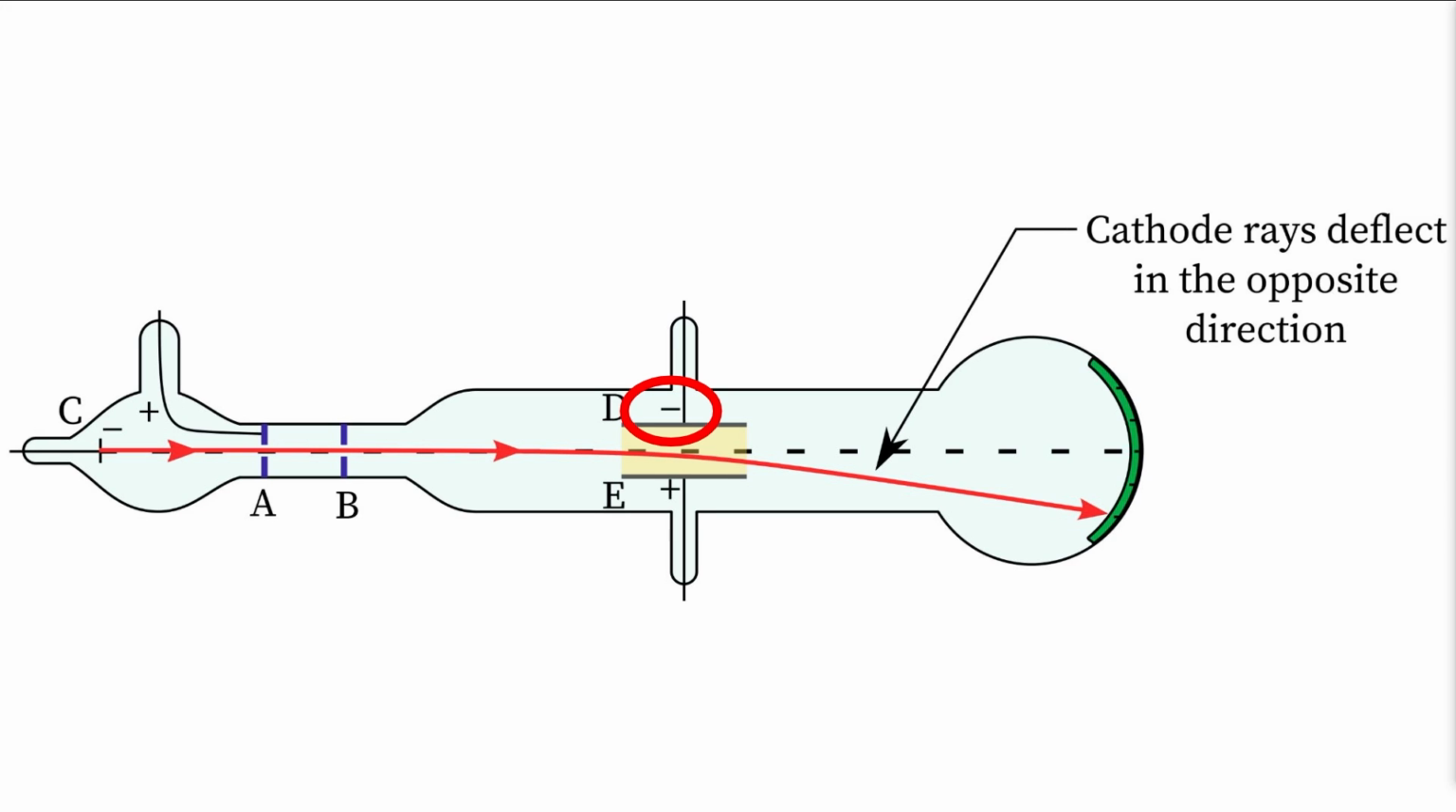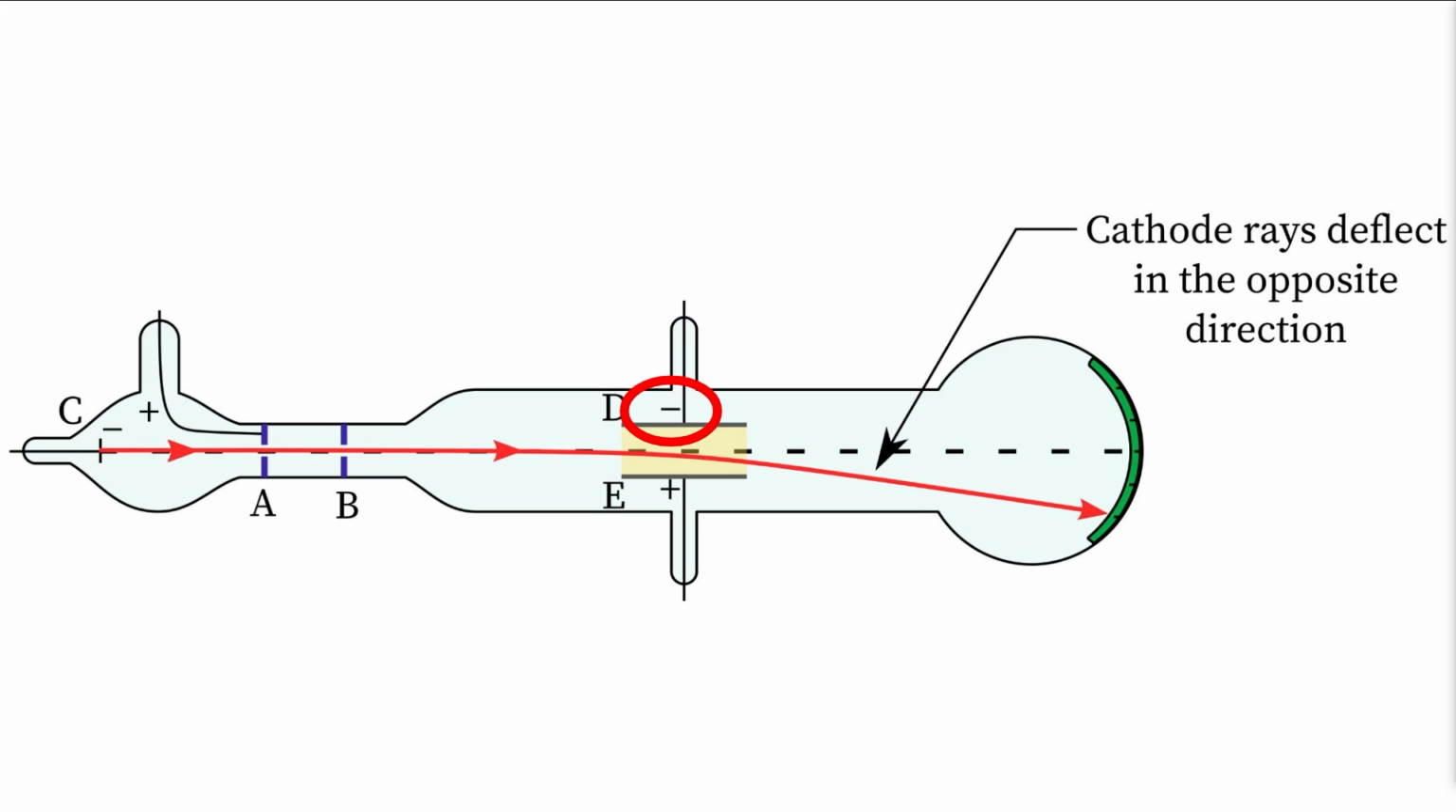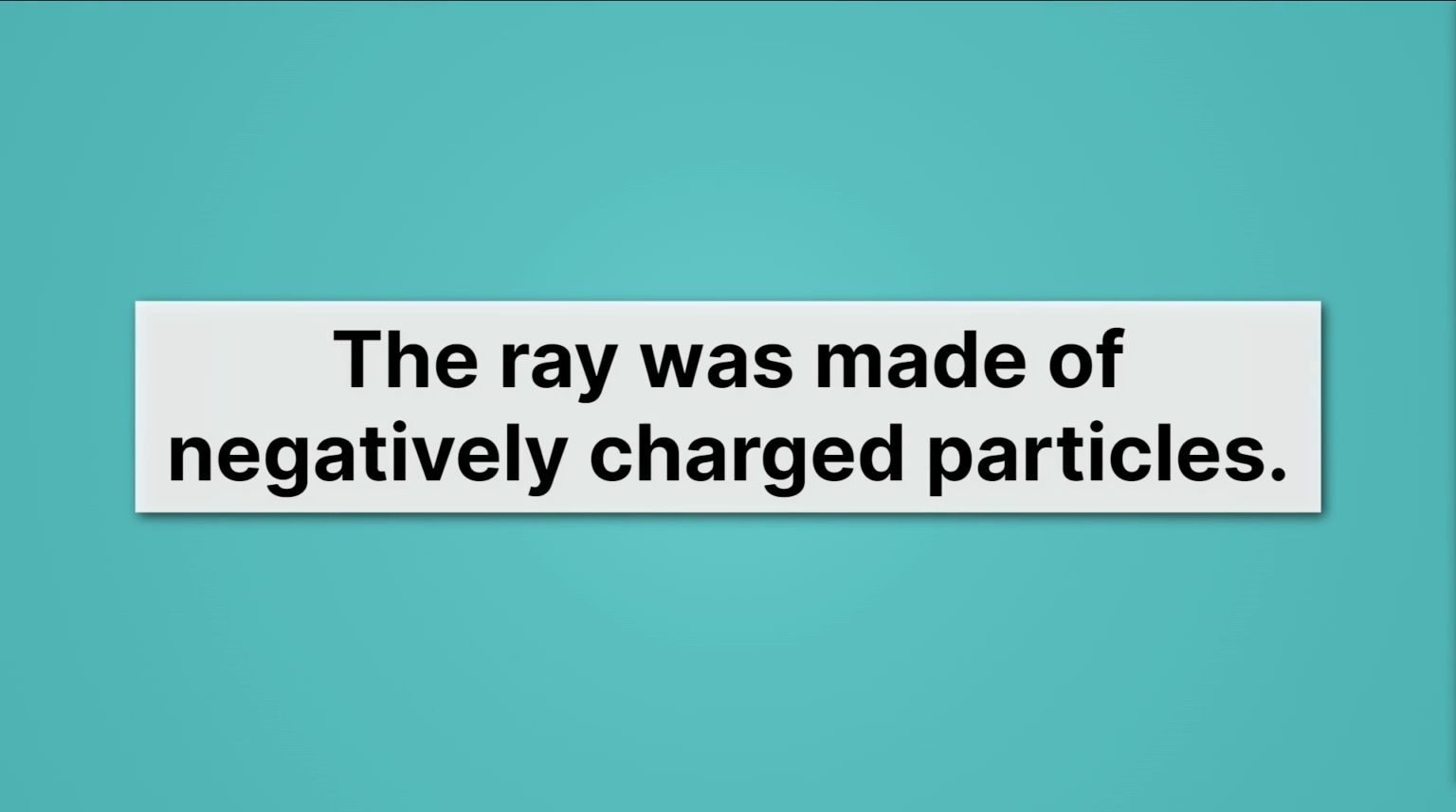To understand this result, you need to know a basic chemistry fact that was known at the time. Like charges repel. What that means is, the negative charge on the plate is repelling the cathode rays, which means they too must be negative. So Thomson inferred that the ray was made of negatively charged particles.